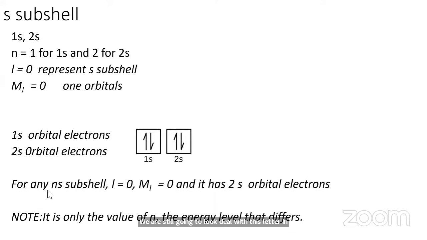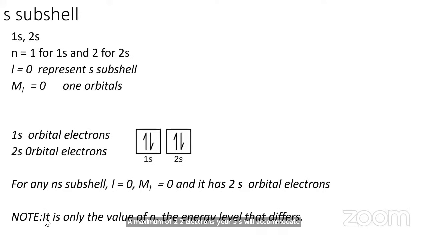Now, for any ns subshell, even if it is 3s, your azimuthal, that is your L, is going to be 0, and your ML is going to be 0. So it will have one orbital, and it's going to have 2 s orbital electrons. That is 2 electrons. So your 3s will have 2 electrons. Your 4s orbital will accommodate a maximum of 2 electrons. Your 5s will accommodate a maximum of 2 electrons.